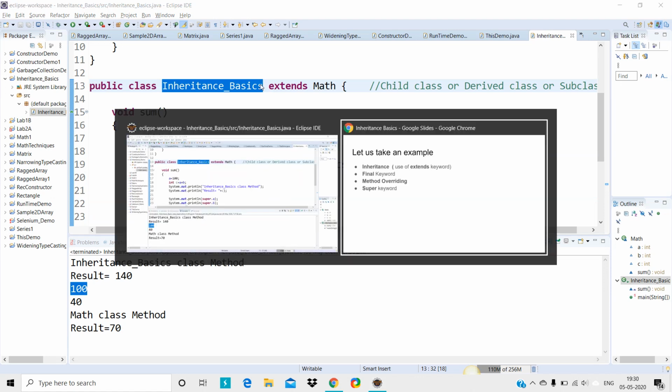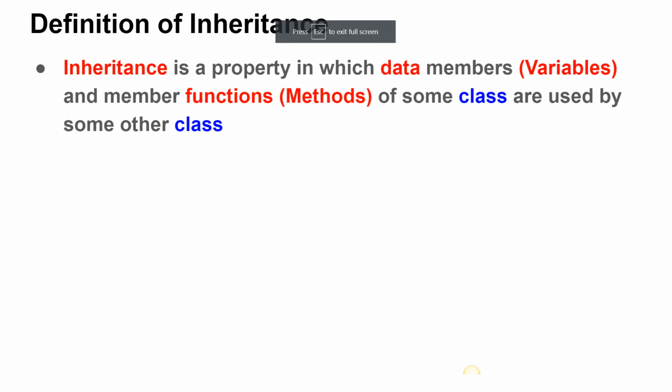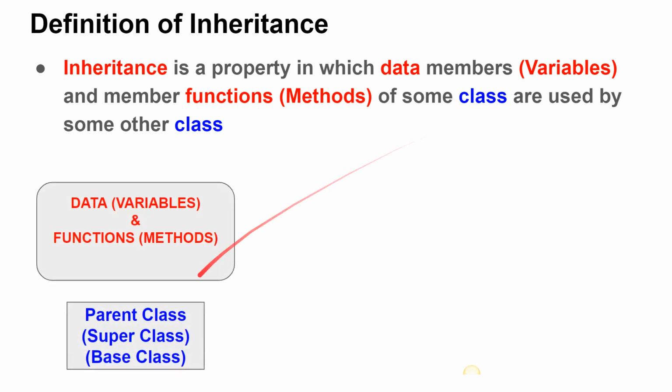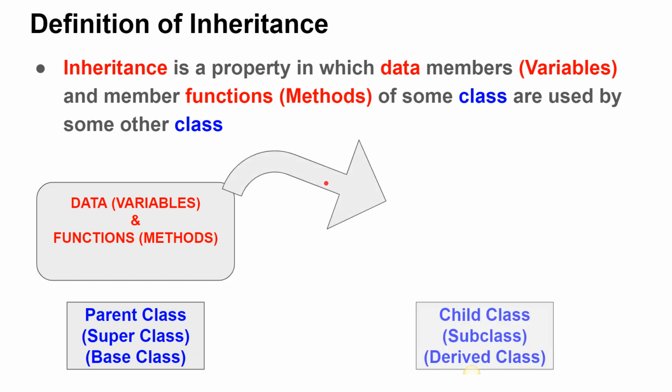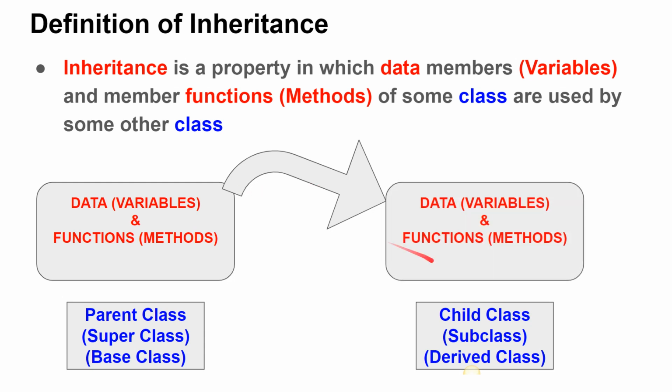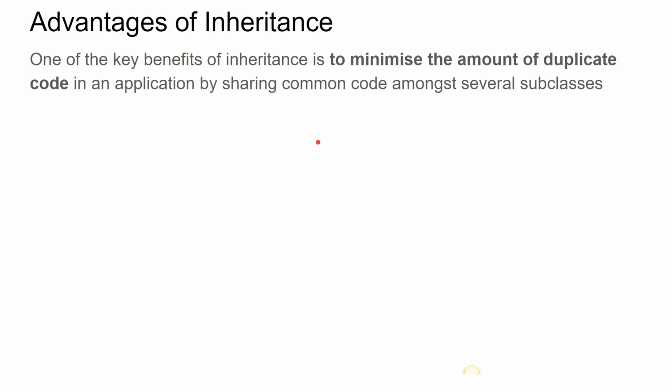Inheritance is a property in which data members, that is variables, and member functions, methods, of some class are used by some other class. Say this is a parent class. Just now I said parent class, super class, or base class, one and the same. It can be accessed inside the child class, subclass, or derived class, using the inheritance concept, that is, by making use of the extends keyword.